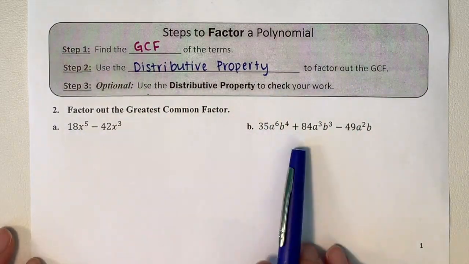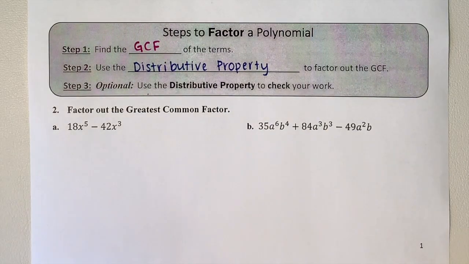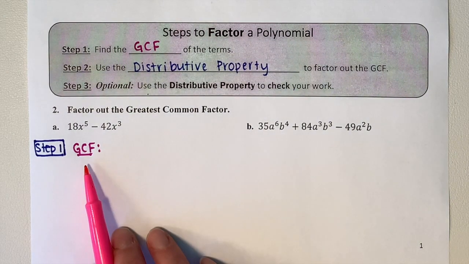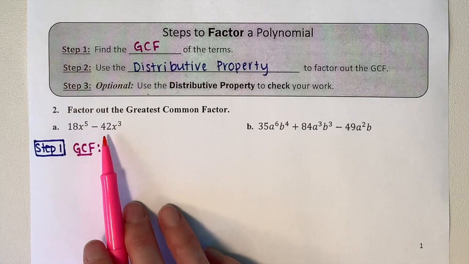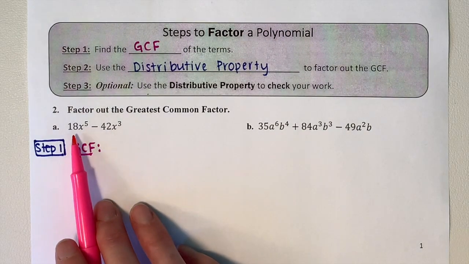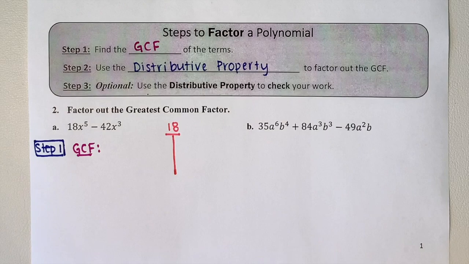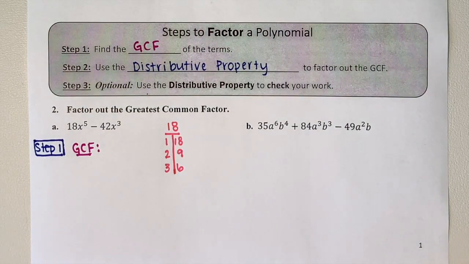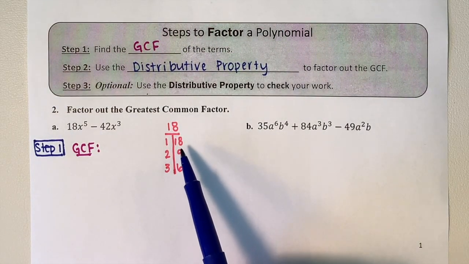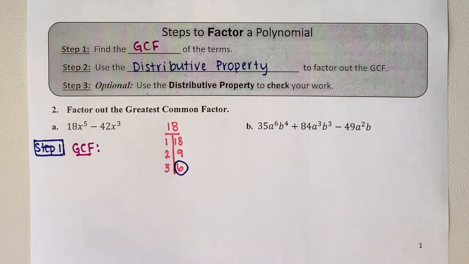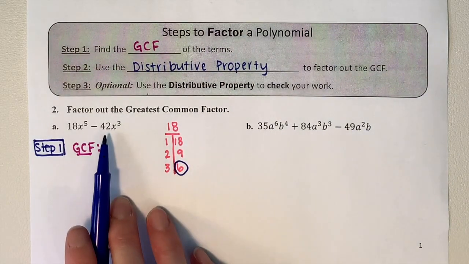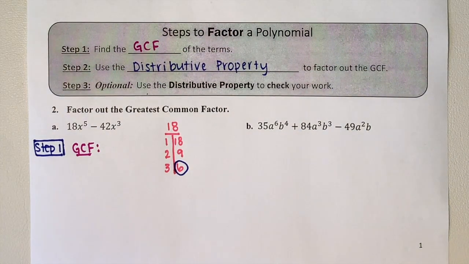So for these examples here, we're asked to factor out the greatest common factor. We're going to follow these three steps. Step 1, we need to find the GCF. I recommend that you start by looking at the coefficients 18 and 42. And let's pick the smaller coefficient, 18, and list all of the factors of 18. Now we need to identify the largest of these numbers that also multiplies into 42. That would be 6. 6 multiplies evenly into 42 because 6 times 7 gives us 42. So for our GCF, we can start with the number 6.